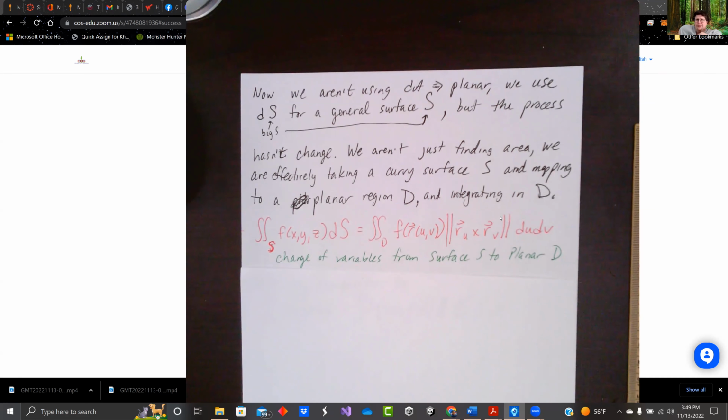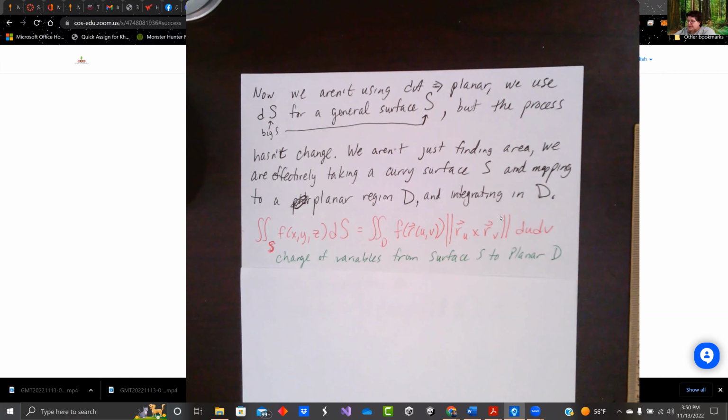We had a little s for line integrals. I know why we used s for line integrals: arc length. We're going to use S for surface here, unfortunately. I'm deliberately making the S as big as a C. But from dA to dS, the process hasn't really changed from when we did the Jacobian setup. We aren't just finding area; we are effectively taking that curvy surface S and mapping it to a planar region D where it's easier to integrate, because it's nice and flat.